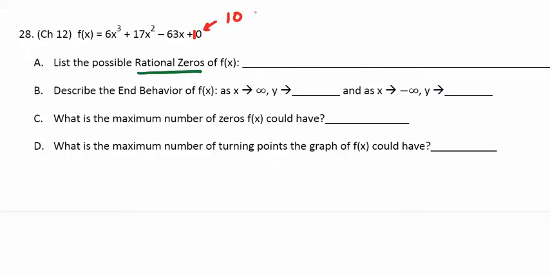Okay, so our rational zero test tells us that any of the zeros that are rational numbers, in other words, any of the x-intercepts that are rational numbers, have to be factors of 10 over factors of 6. So our shortcut way of writing this was to put all of the factors of 10 in the numerator, both positive and negative, and all the factors of 6 in the denominator.